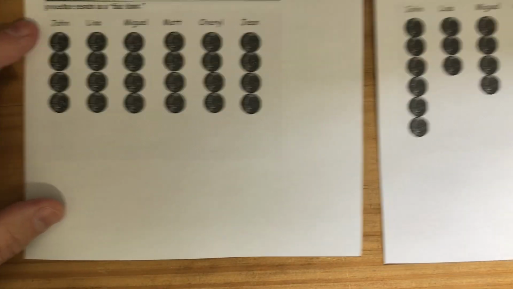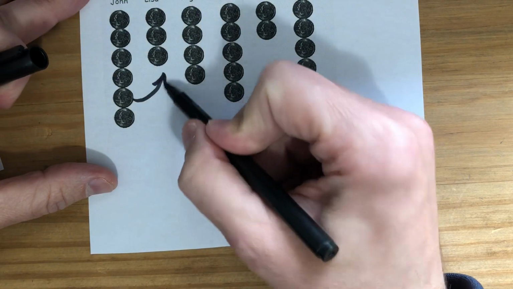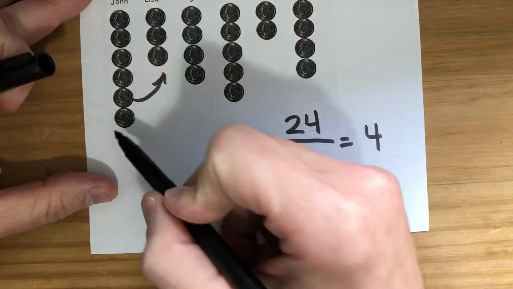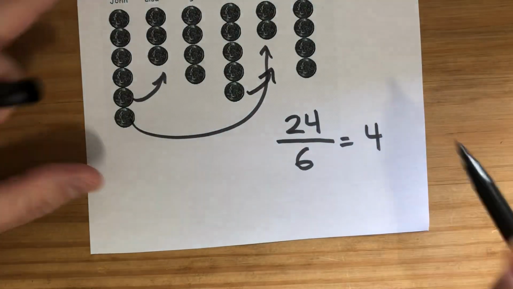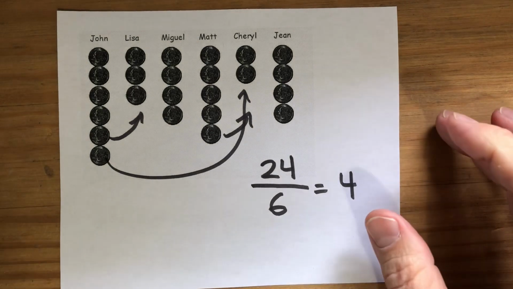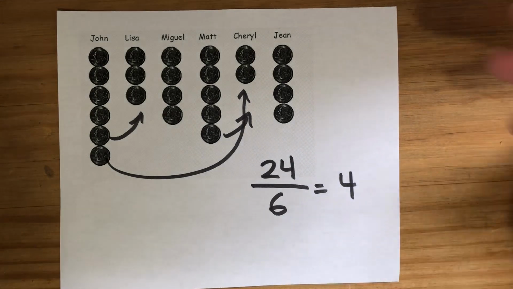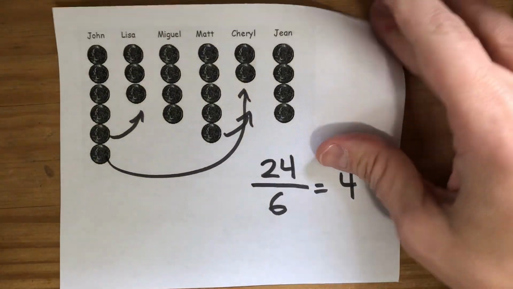But if you wanted to actually see the balance, it would be as if John gave one of his quarters to Lisa, and John gave another quarter to Cheryl, and Matt gave a quarter to Cheryl. And that's why it balances out. The idea of mean is that it's a summary of all the numbers grouped equally.